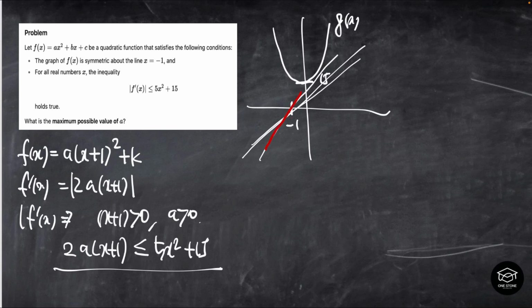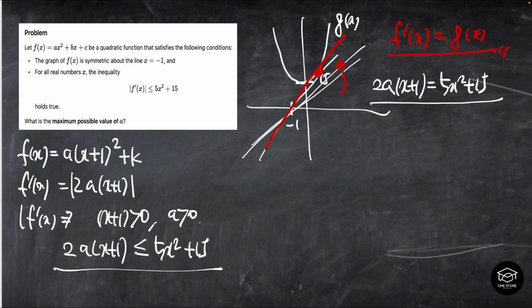Now let's look at the graph of f'(x), which is a straight line with slope 2a. It passes through 0 when x = -1 and increases linearly as x increases. This line represents the rate of change of our quadratic function. What we want is for this line to stay entirely beneath the parabola. That means the value of f'(x), which is 2a(x + 1), must always be less than or equal to g(x), which is 5x² + 15.